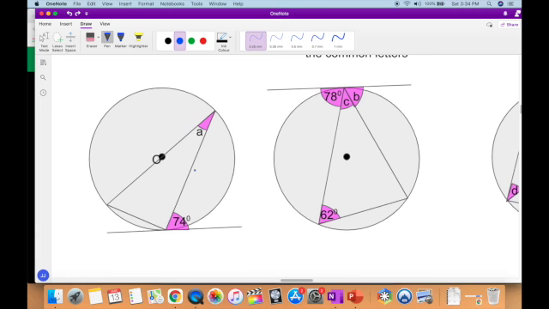Look at it and think about what you know. Look at what they give you here. You know that this is a diameter.